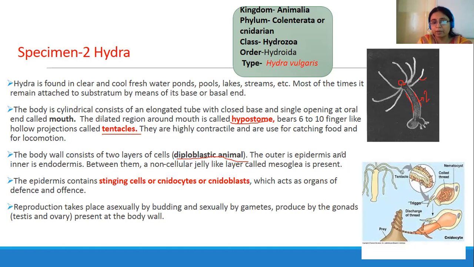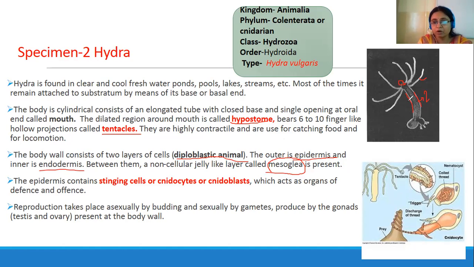The outer layer is called the epidermis and the inner layer is called the endodermis. In between these two layers, only a mesoglea is present, a jelly-like substance. Mesoderm is entirely absent. So that's why this animal is diploblastic only.